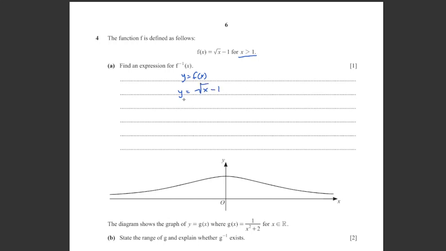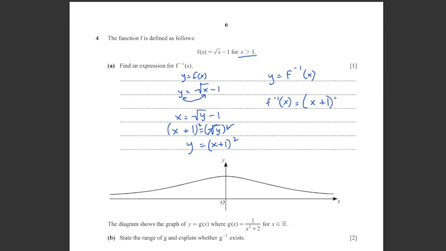And now what we got to do is we just got to swap these two things over here. So we're just going to have x equals under root y minus 1, and then we'll just make y the subject. So we're going to have x plus 1 equals under root y. Then we square both sides. The square root cancels with this square. We get y equals x plus 1 whole squared. And then all we got to say is that y is basically equal to f inverse of x. And therefore, that just means that f inverse of x is basically x plus 1 whole squared.